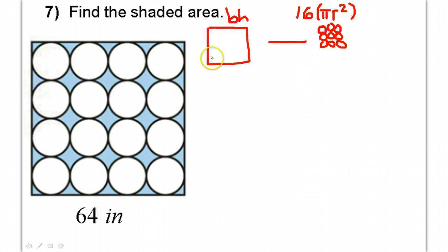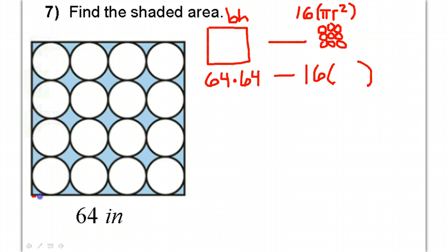So let's start with the easy part. Area of a square, base times height. Well, it's a square, so if this is 64, it's 64 times 64, so base times height. 64 times 64, minus 16 times. Now I need my pi r squared for the area of a single circle. Well, here's how that breaks down.